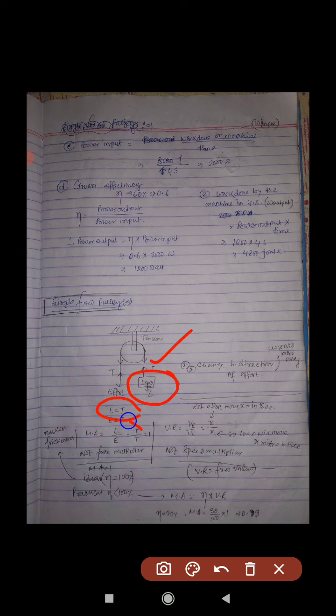The load is balancing this tension force, and the effort is also balancing one tension force. That means load is equal to T, and effort E is equal to T. So mechanical advantage is equal to 1. Students, if mechanical advantage is equal to 1, this is not a force multiplier, because you know that a force multiplier will always be greater than 1. So a single fixed pulley is not a force multiplier, keep it in mind.